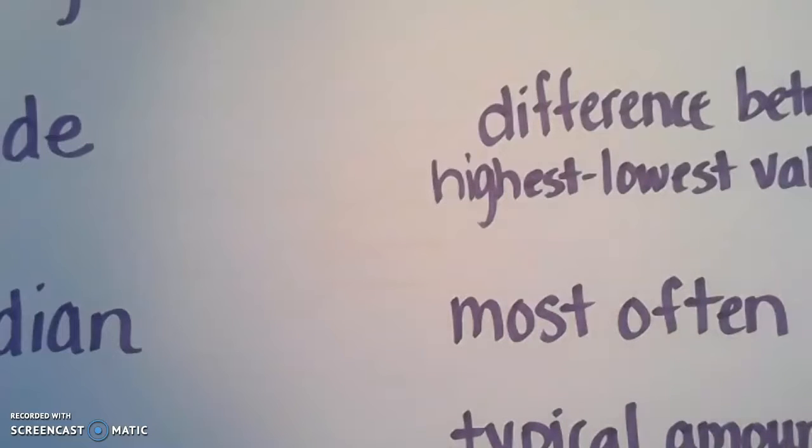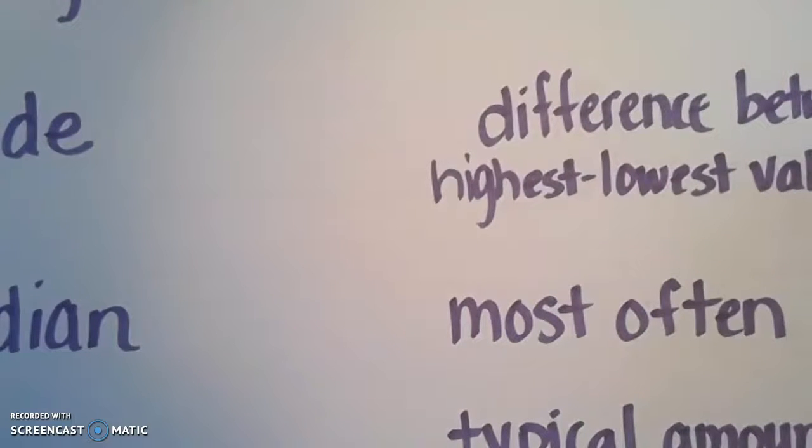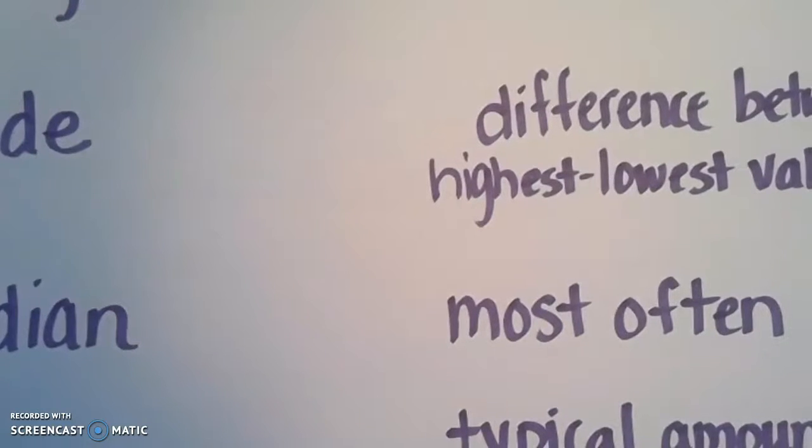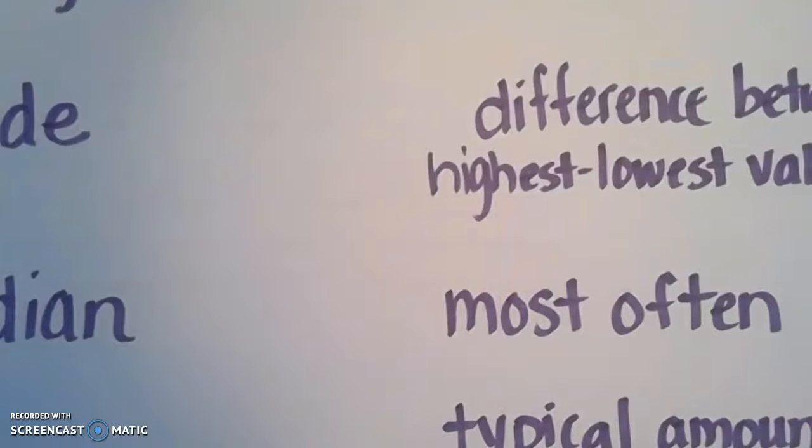On this side, we have definitions of all four, and we're going to try to match them to the correct vocab word. We have over here: number in the middle, the difference between the highest and lowest value, the number that occurs most often, and the typical amount for that group of data. So I'm going to give you a second real quick to think about which word matches with each definition on the right, and then we're going to go over those.